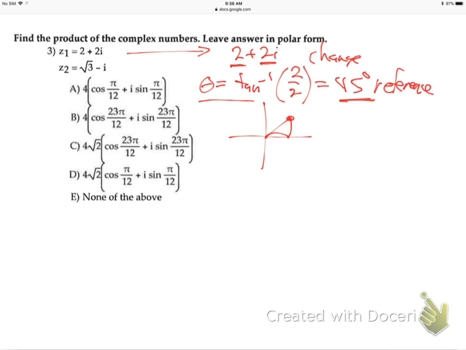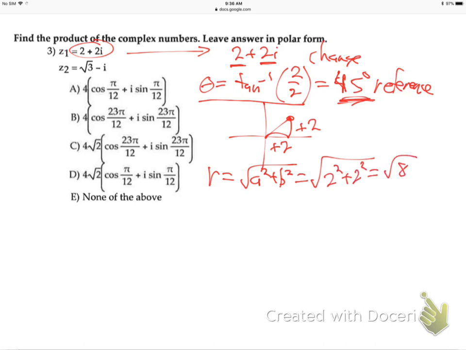Whenever you do the theta inverse tangent thing, the angle you get at first is the reference angle. But when you graph the real thing, right 2, up 2, if it is in quadrant 1, then the reference angle is the angle. No adjustment needed. But if it's in quadrant 2, 3, or 4, you have to adjust it. All right, so 45 is the angle. And what's the r? Square root of a squared plus b squared. So that's the square root of 2 squared plus 2 squared, 4 plus 4, square root of 8, which is 2 root 2. Good there.